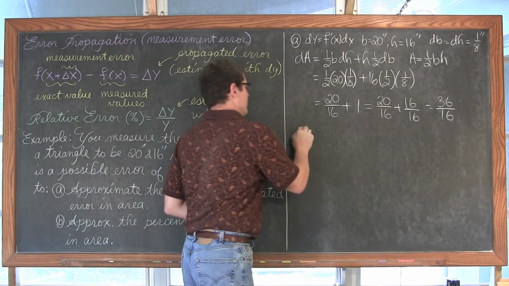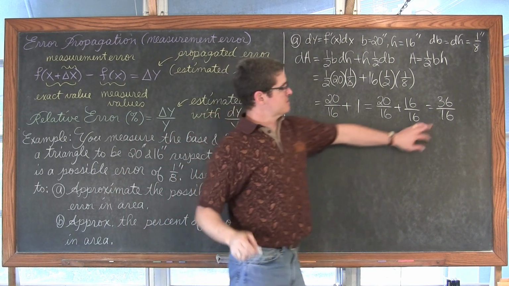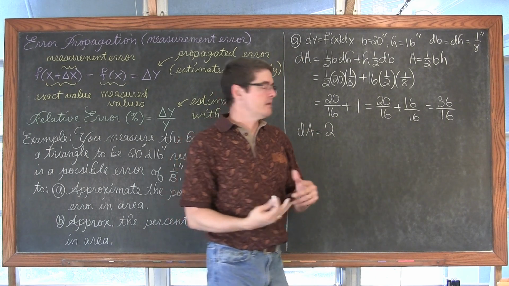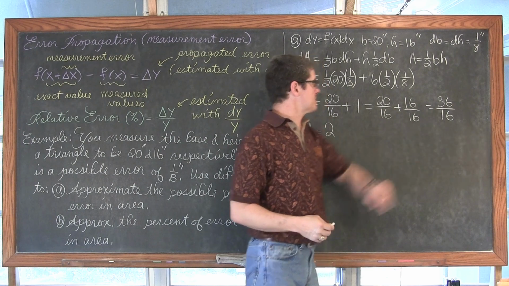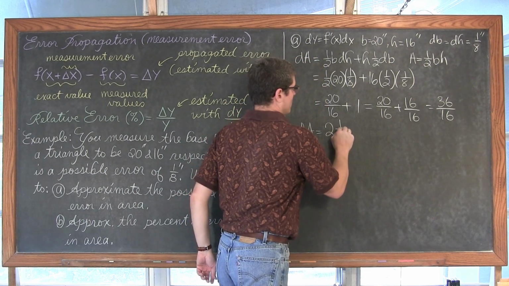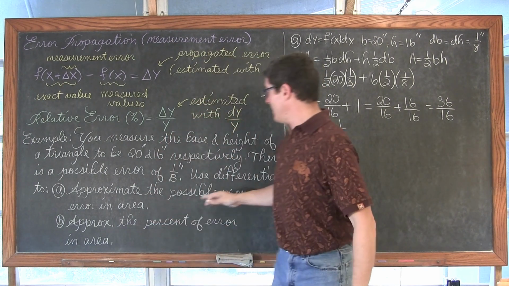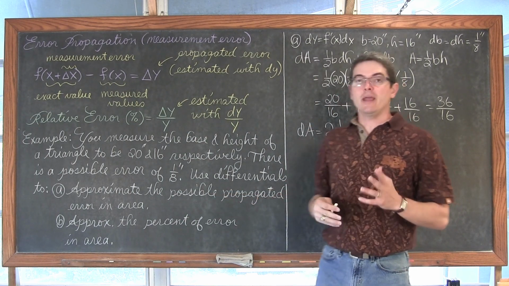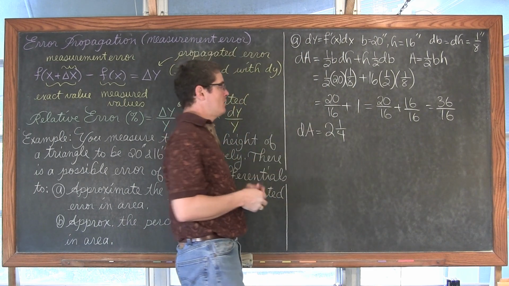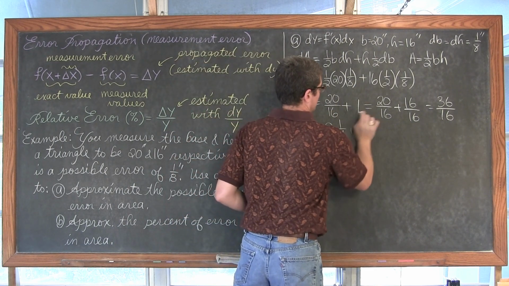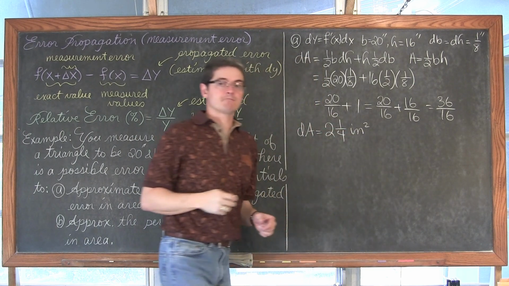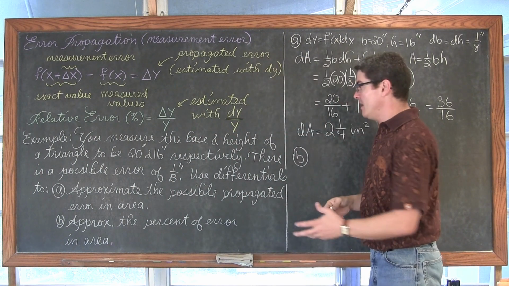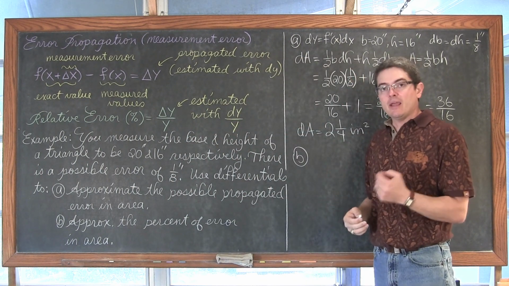And that means that dA, 16 times 2 is 32, so 2. And I said 32, right? And that leaves me with a remainder of 4, and 4 over 16 comes out to be 1/4. Now this is the propagated error, the approximation of the possible propagated error in area. So our unit of measure here is 2 1/4 square inches. There's A.